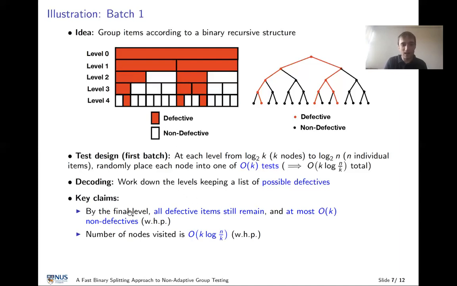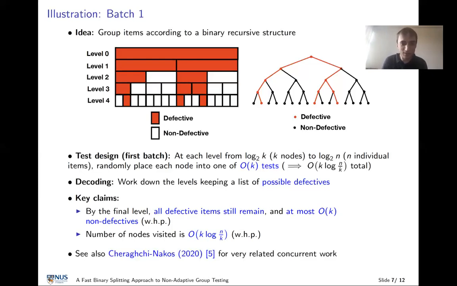Okay, so the key claims, I've already said this. By the final level, all the defective items will still remain, because we never discard a defective node. Defective nodes are always in positive tests. And we claim that there's at most order k non-defectives with high probability by the final level. Essentially, by doing this procedure recursively, we work down the tree and discard some nodes. By recursing down in this way, we're likely to not keep too many non-defectives in the possible defective list. And we also showed that the total number of nodes visited is order k log n over k. This will be important for characterizing our decoding time.